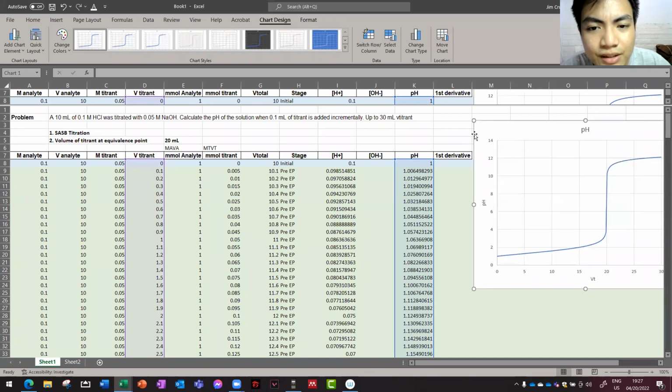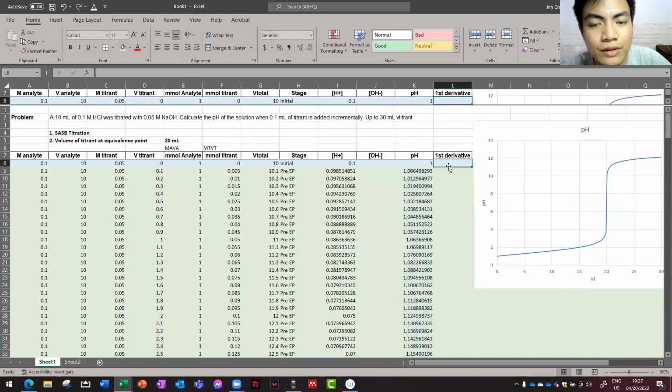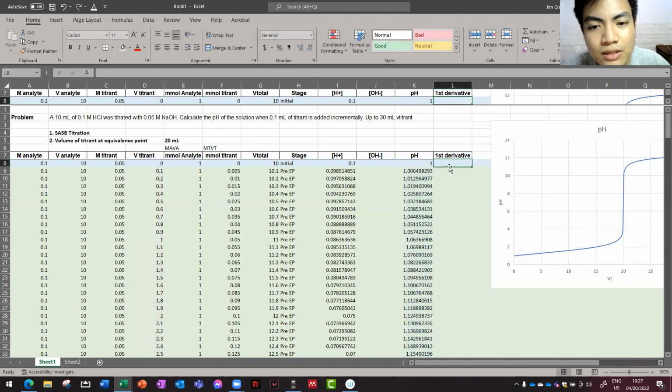For the first derivative, how will you do this? Ganito lang. You cannot begin with this column, okay, kasi it's change in slope. So you cannot begin with the first entry. Instead, you have to begin here, okay? So you have to begin here, so second entry.